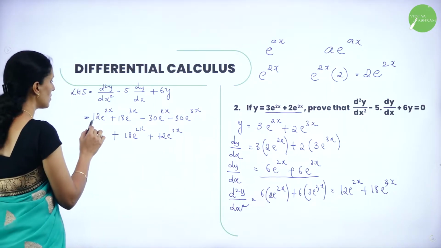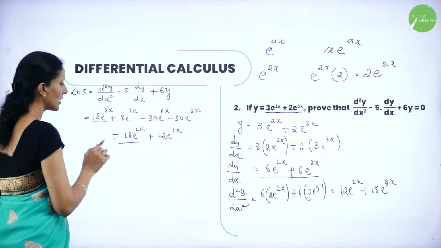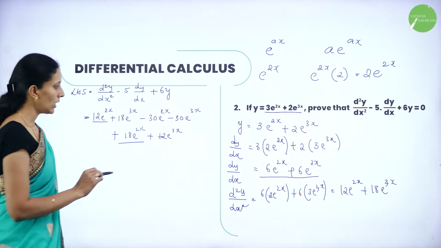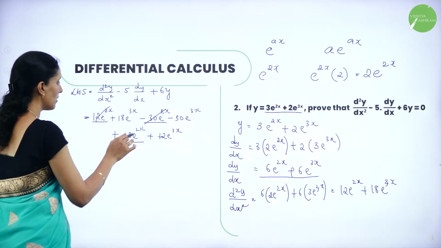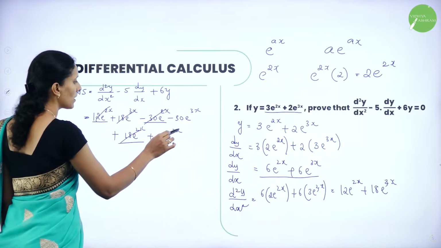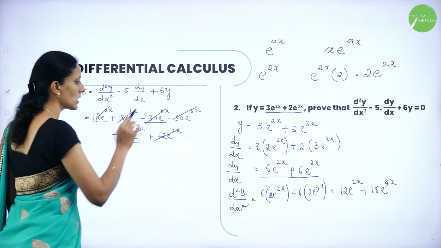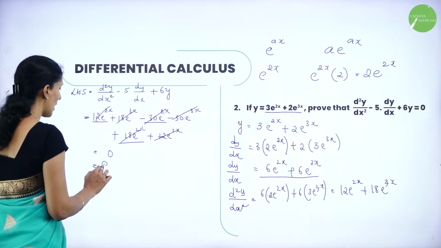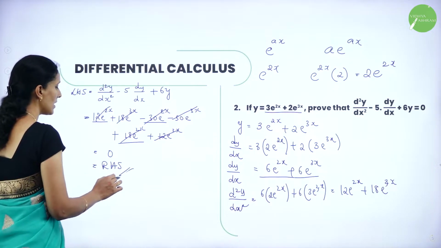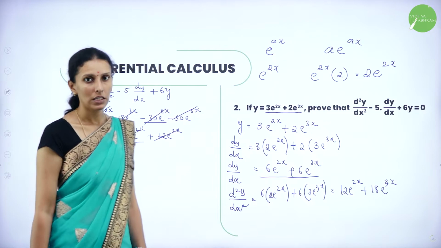Look at the powers. 12e^(2x) plus 18e^(2x) is 30. 30 minus 30 is 0. So you can cancel all these terms. Similarly, 18 plus 12 is 30. 30 minus 30, 0. So the answer is 0, which is the RHS. Hence, we have proved the given result.